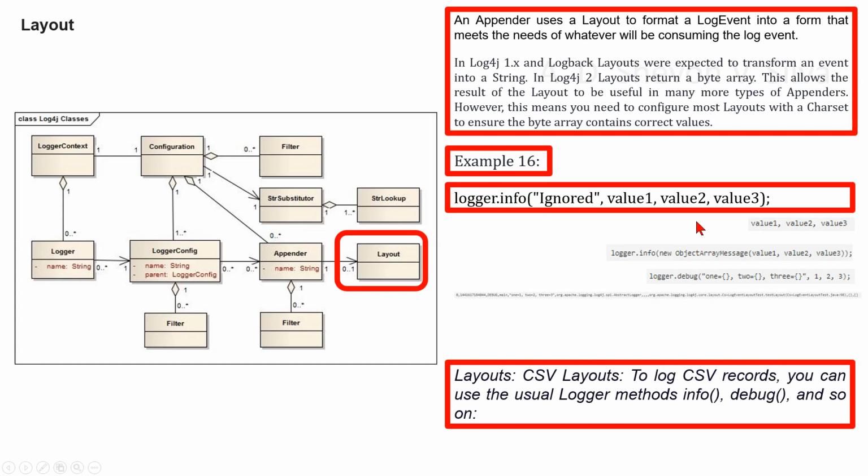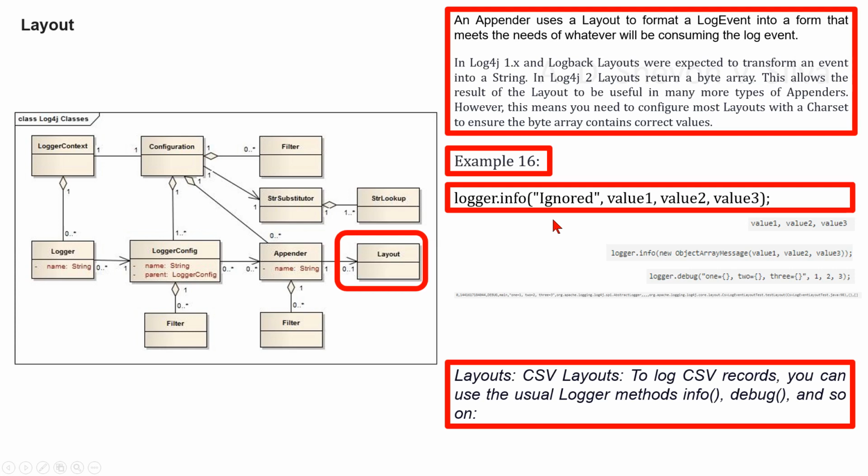CSV layouts. To log CSV records, you can use the usual Logger methods info, debug, and so on. As of Log4j 2.11.0, CSV support has moved from the existing module log4j-core to the new module log4j-csv. This layout creates comma-separated value CSV records and requires Apache Commons CSV 1.4.